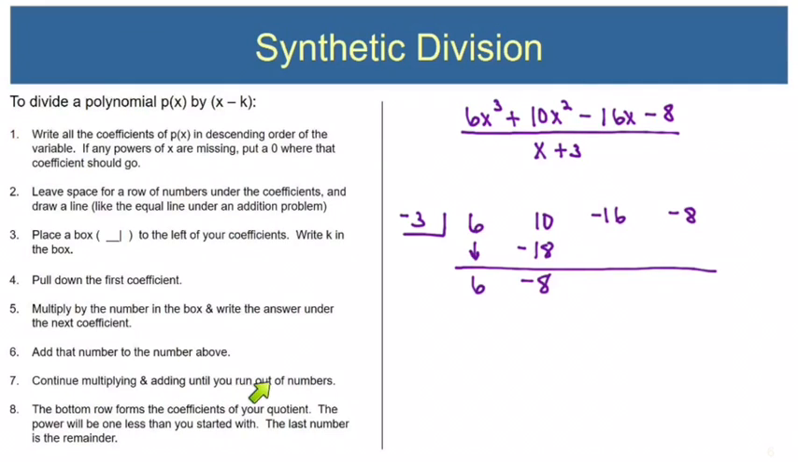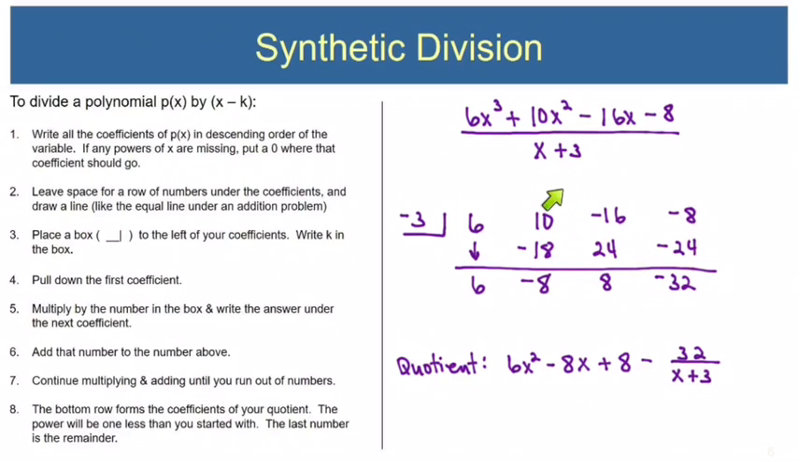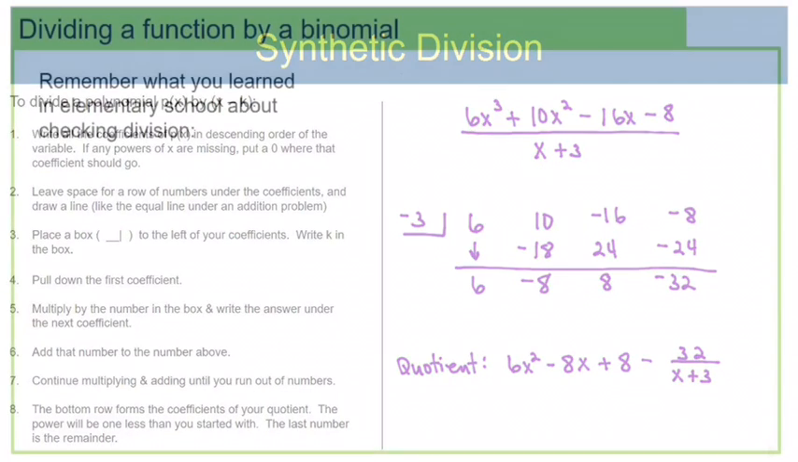Now continue that process until you run out of numbers. So negative 3 times negative 8 is 24. Negative 16 plus 24 is positive 8. Then negative 3 times 8 is negative 24. And negative 8 plus negative 24 is negative 32. So these are the coefficients of our quotient, and negative 32 is our remainder. We have 6x squared minus 8x plus 8 minus 32 over x plus 3.